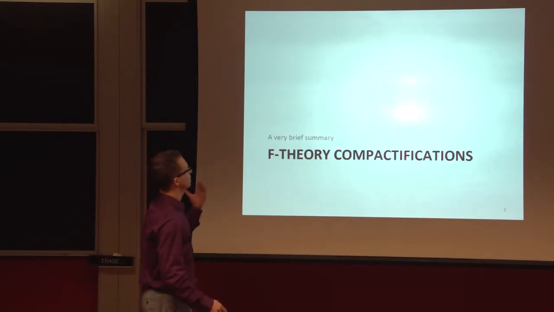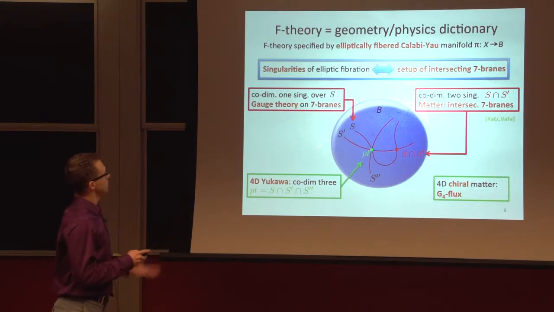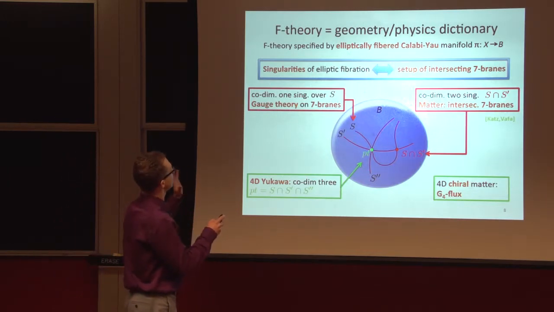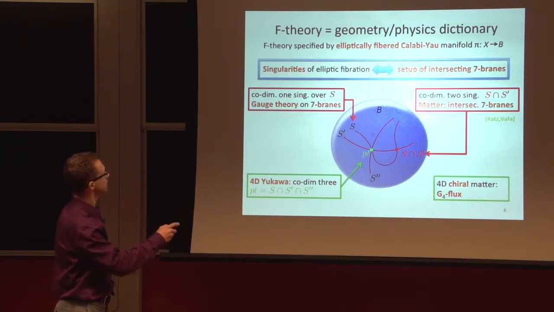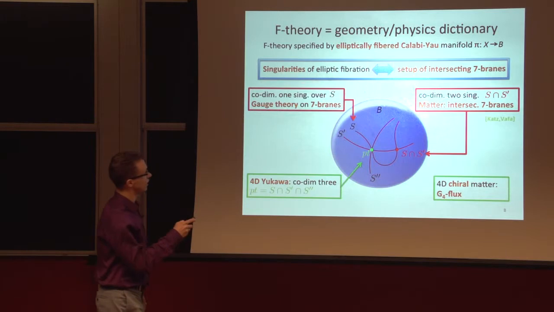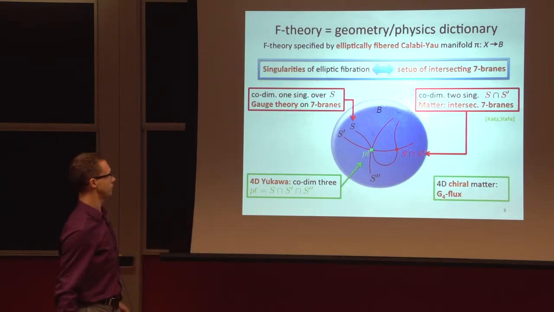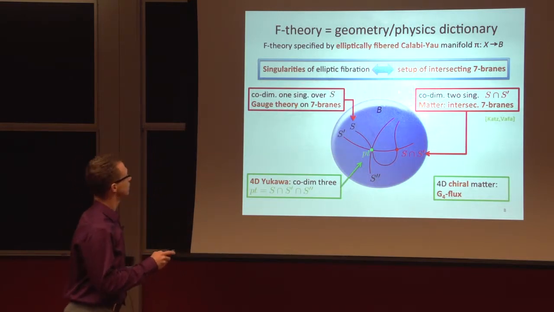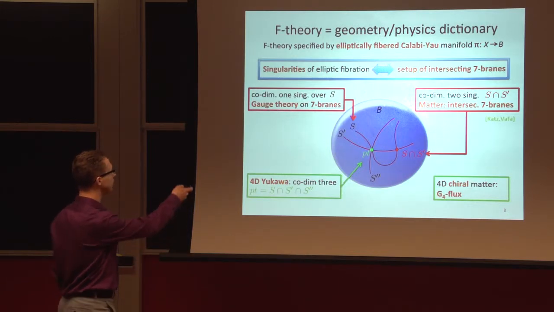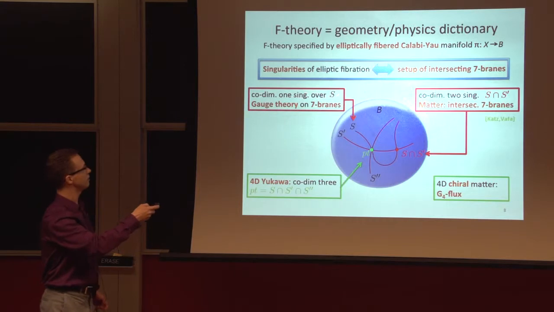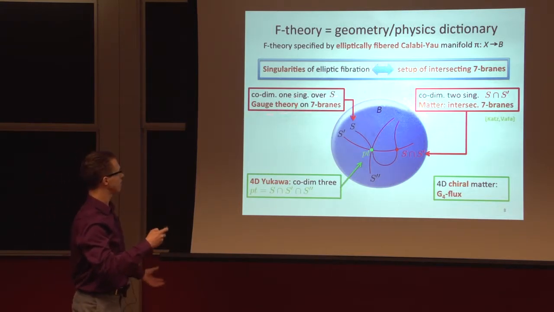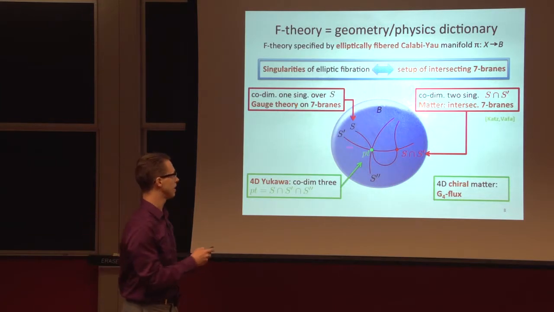So as a very brief summary of F-theory, let me just show you this slide. F-theory is a dictionary between the singularities of the elliptic fibration of a Calabi-Yau manifold and setups of intersecting 7 branes. If you have a Calabi-Yau manifold that is elliptically fibered over a base B, then codimension 1 singularities of this elliptic fibration correspond to the presence of 7 branes and gauge theories living on these 7 branes.